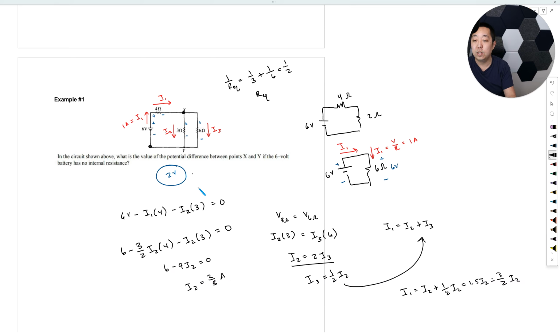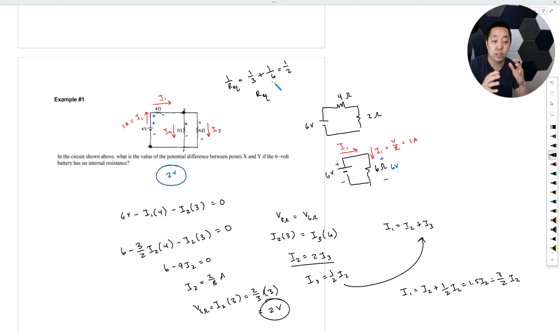2/3 amps. And then finally, to find the voltage across here, across the 3 ohm, is again the I2 times the 3 ohms there, which is 2/3 times 3, and that gives you 2 volts. Okay, see how much more complicated it is? That's why combining series and parallel resistors can help you. But you can get the same answer with a bunch of equations like that, okay?